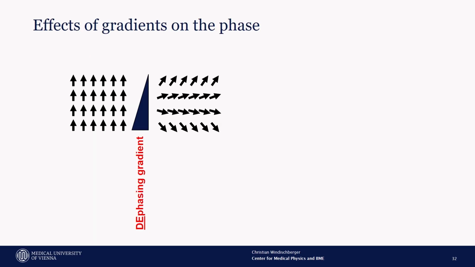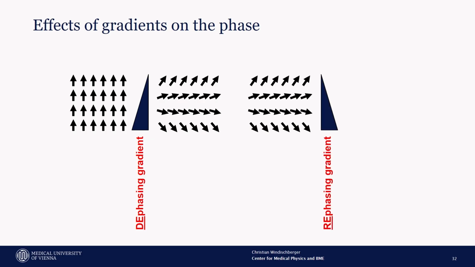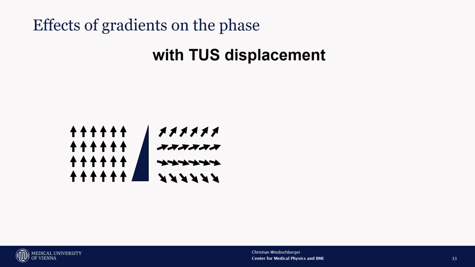Now, if we do this, we're using a gradient to change the phase. We call this a dephasing gradient, right? Because the spins that are all coherent are now no longer coherent. If we take the same gradient but in the inverse direction, we can compensate for that perfectly. Now in tFUS, there is one thing. In tFUS, what we do is we move some of the spins just a few microns in one direction. Right? So let's have a look at what happens to the phases if we use tFUS.